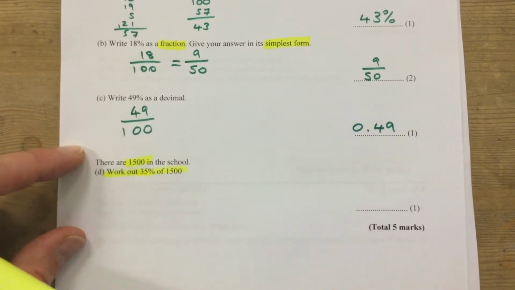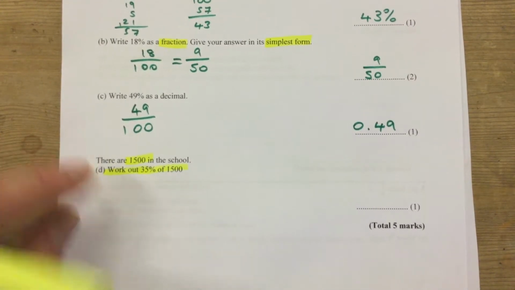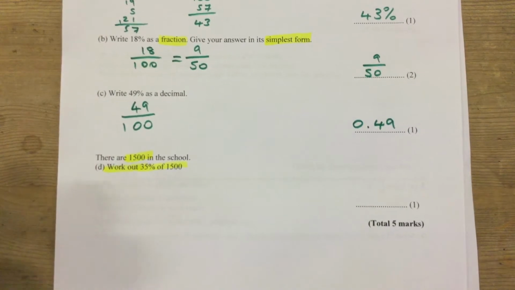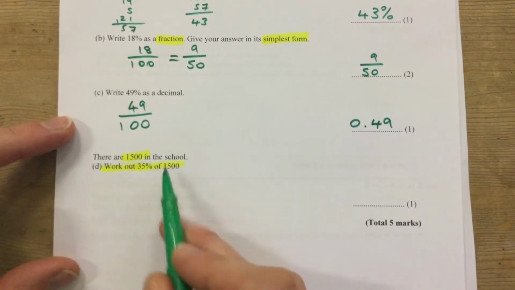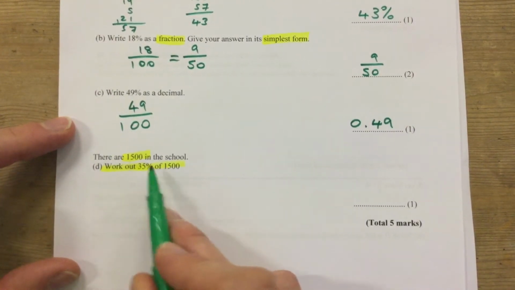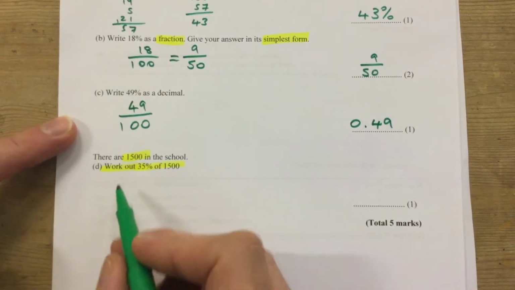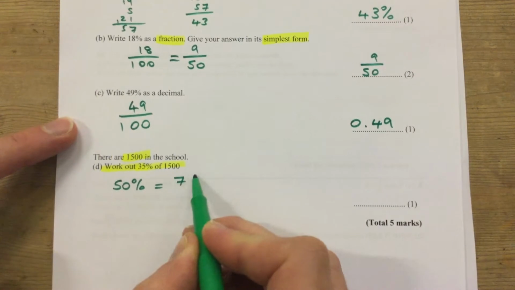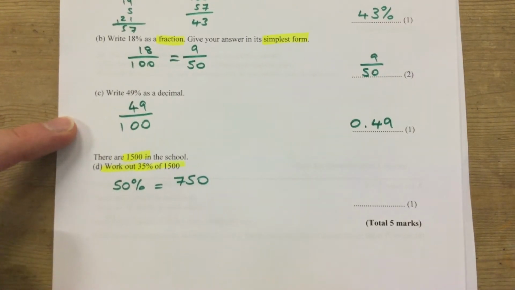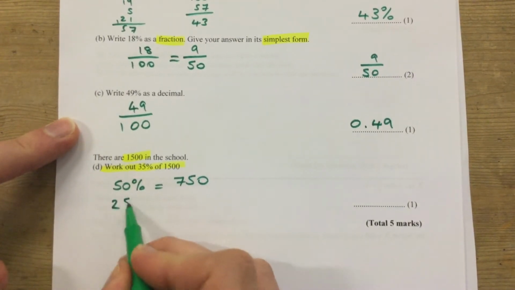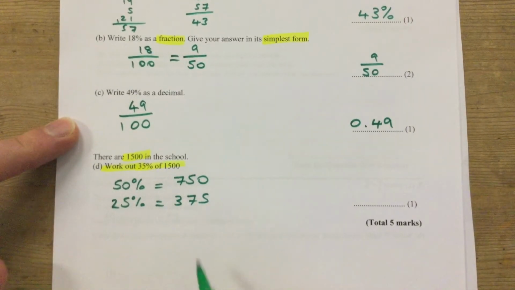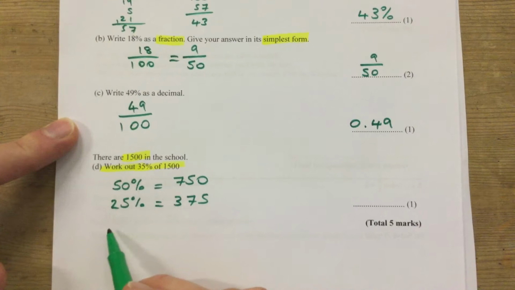So work out means some sort of calculation, 35%. This time doing my 50% might not be the most efficient method, but I'm looking at how I can make up 35%. I think the best way would be to use a 25 and a 10. So 50% is going to be 750. 25% is going to be half that, which is going to be 375, but I also want a 10%.